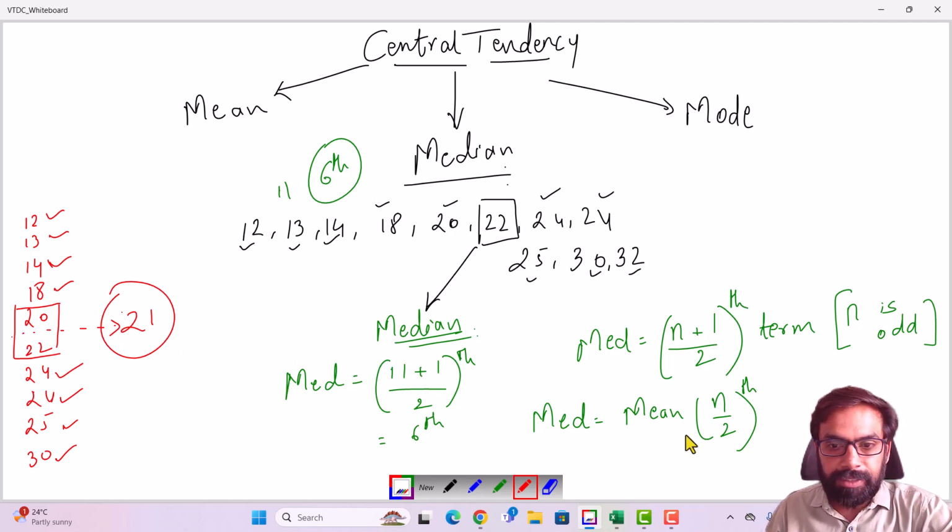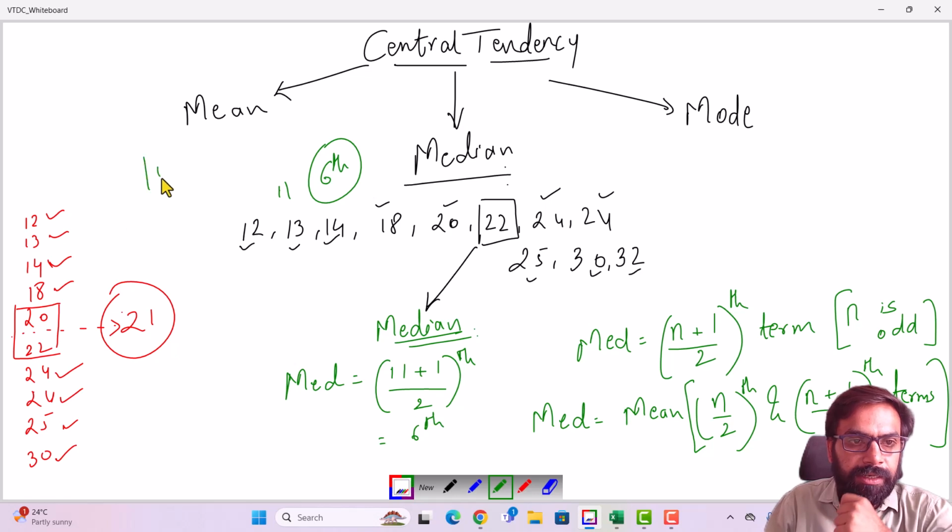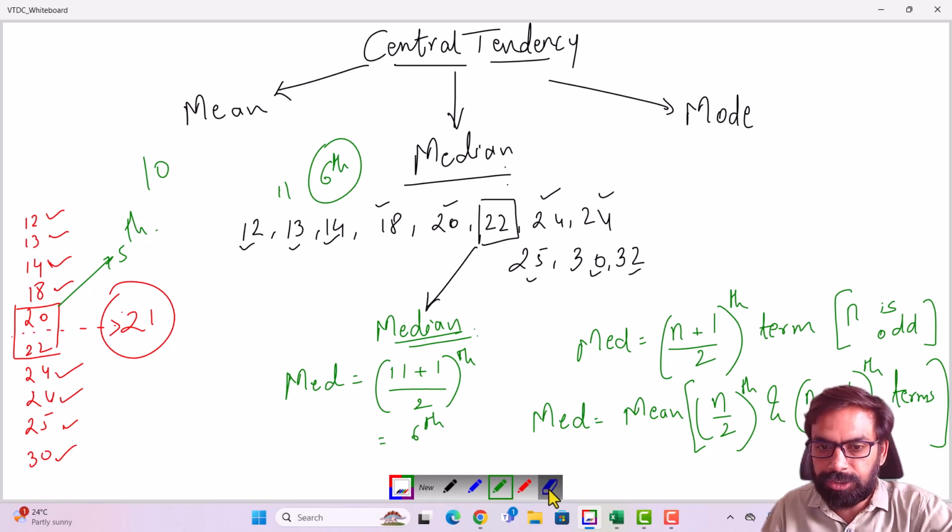So median is nothing but the mean of the n by 2th term and the (n plus 1) by 2th term. Fair enough? Right? Take it up. I think n is 10. 10 by 2 is the 5th term. Oh, I'm so sorry. I think there's a small change in the formula over here. My bad, apologies for that.